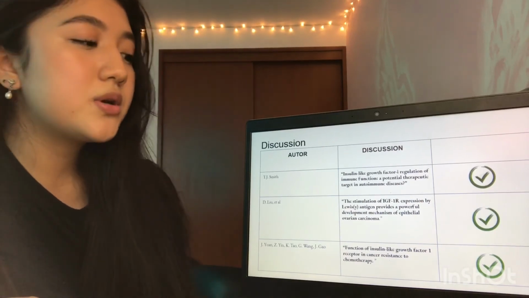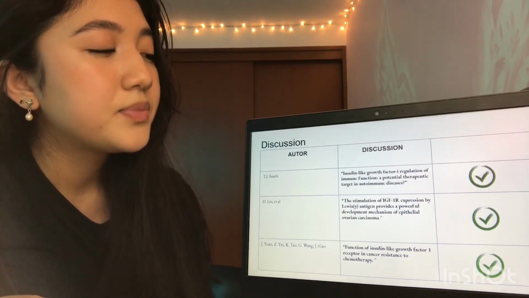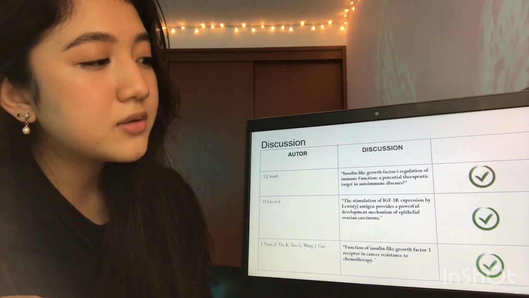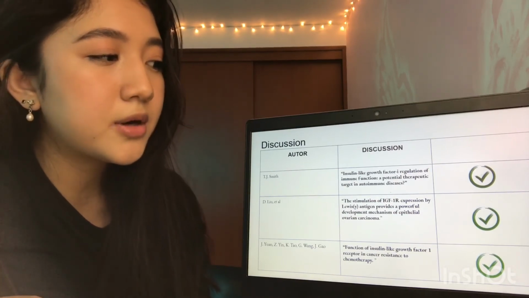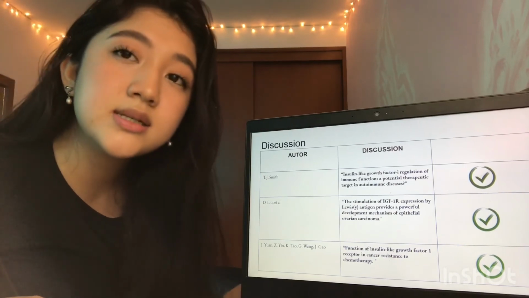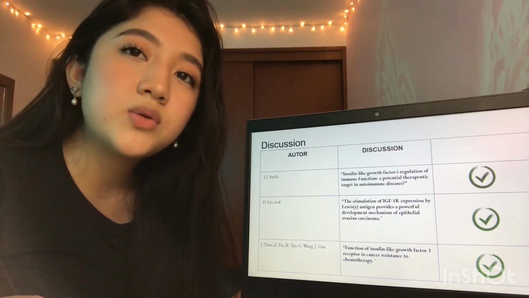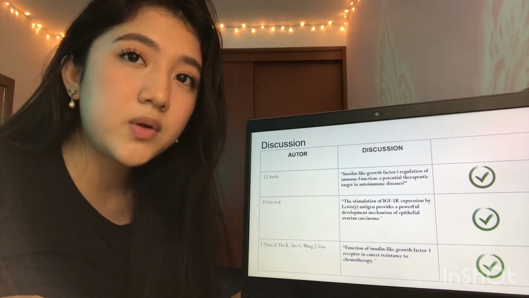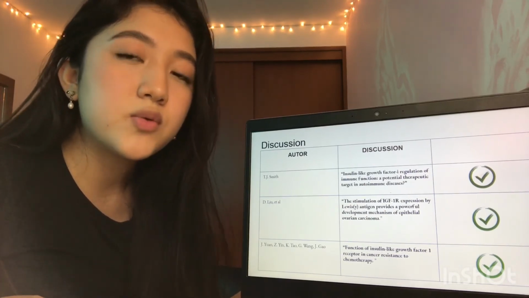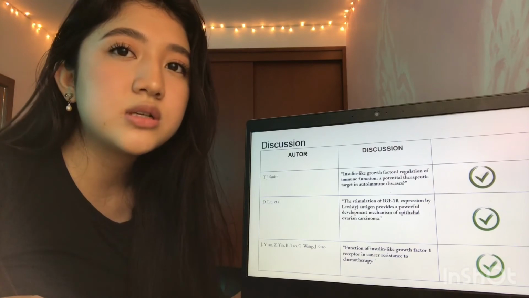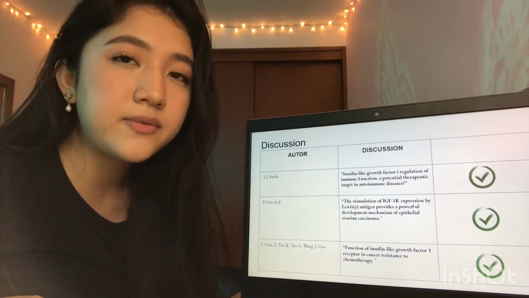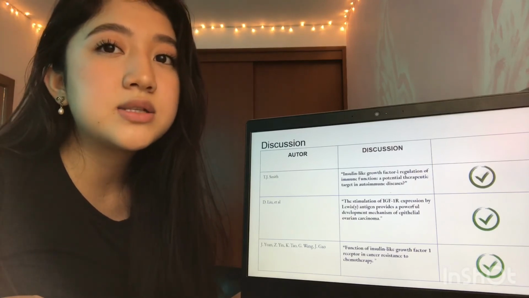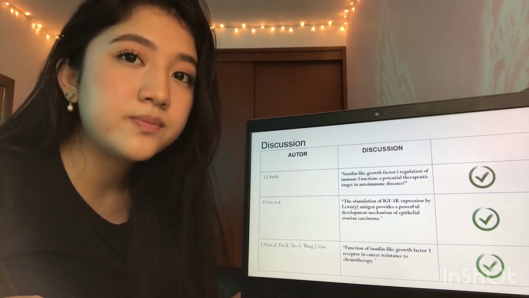In the discussion, the author Smith said, "Insulin-like growth factor I regulation of immune function: a potential therapeutic target in autoimmune disease." He agrees with the author because he is recognizing that the IGF has a key role controlling immune response. It's just that autoimmune diseases are believed to be solved by helping it do so, and ovarian cancer by blocking it from doing so.